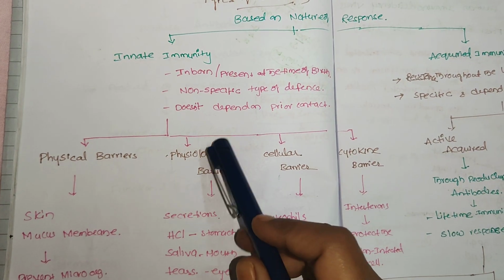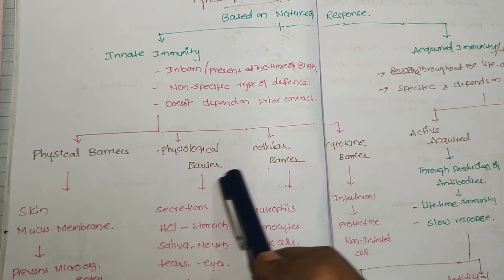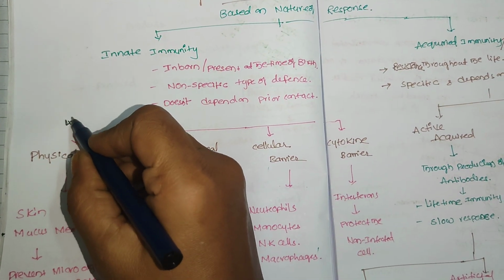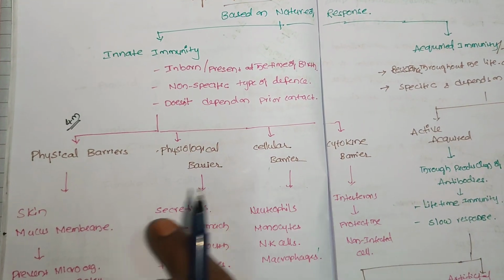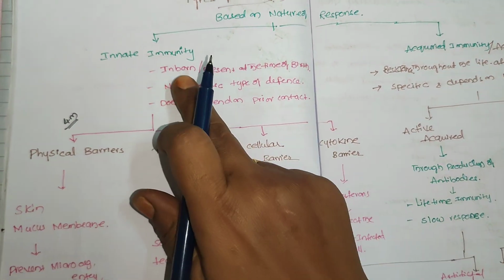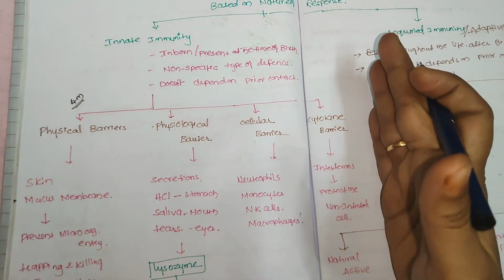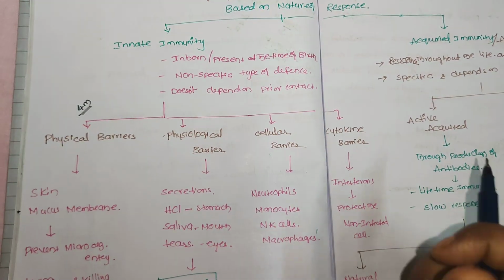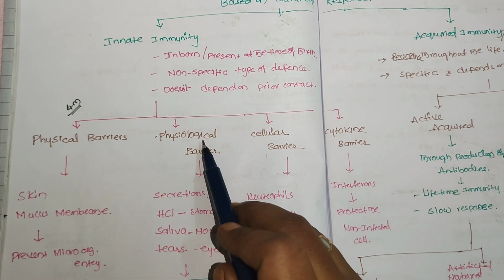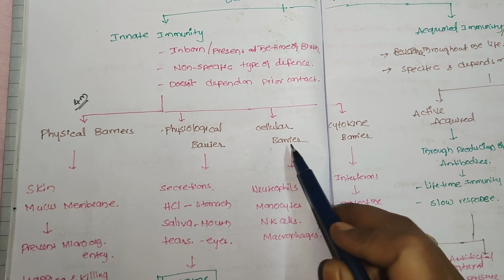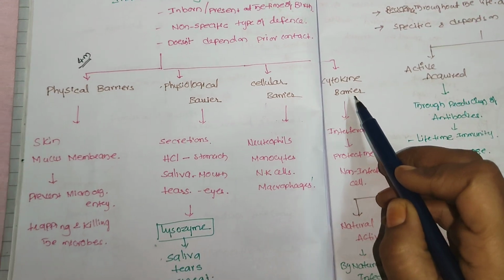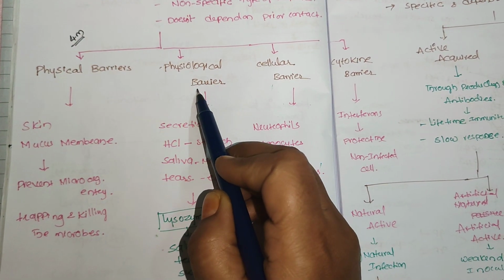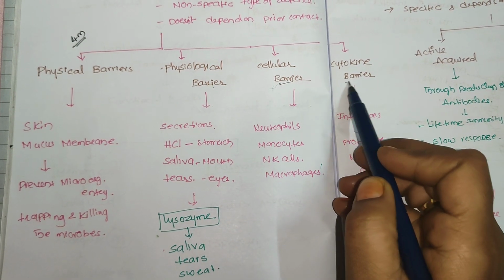In innate immunity, we have barriers. This is an important 4 marks question in the IPE. The question is: what are the barriers in innate immunity? The barriers are physical barriers, physiological barriers, cellular barriers, and cytokine barriers. A barrier means a kind of protection for the defense mechanism in the body.